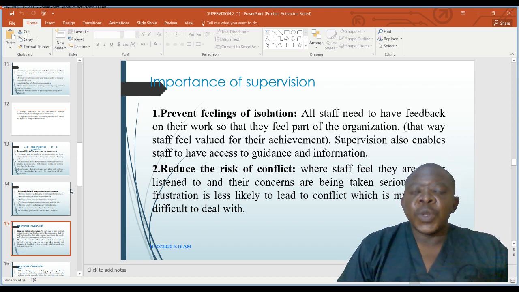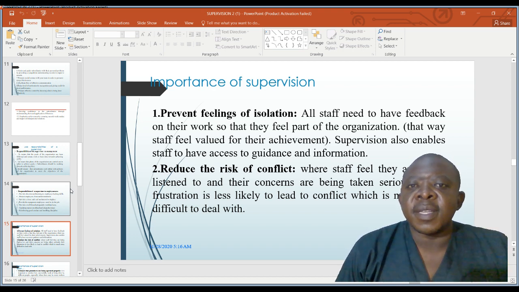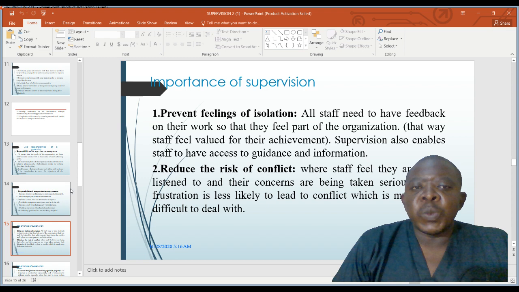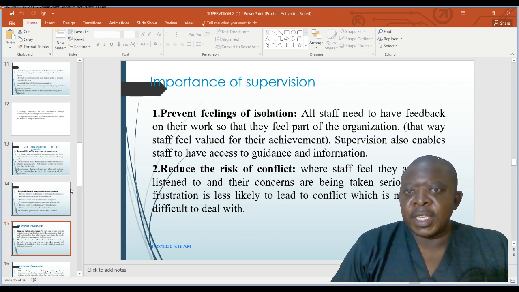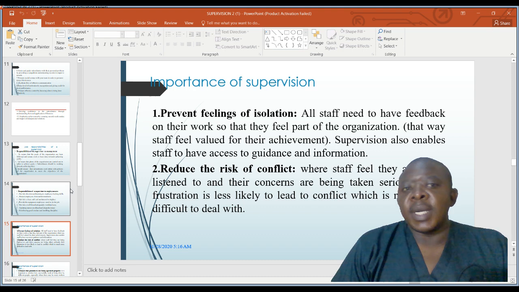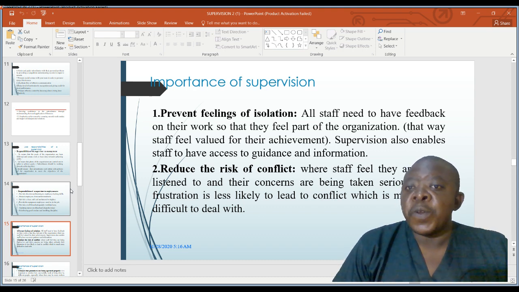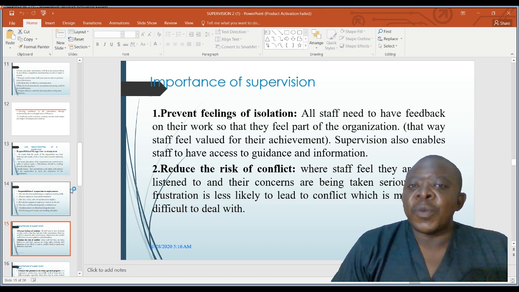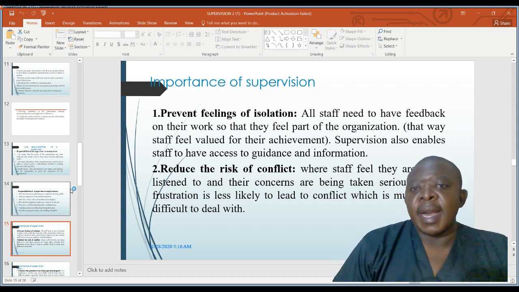Then let us now look in general at the importance of supervision. So the importance of supervision, one is to prevent feelings of isolation. All staff need to have feedback on their work so that they feel part of the organization. That way, staff will value their achievement. So supervision also enables the staff to have access to guidance and information.